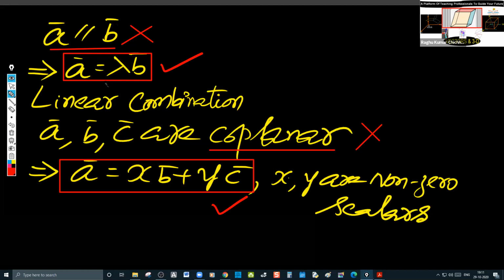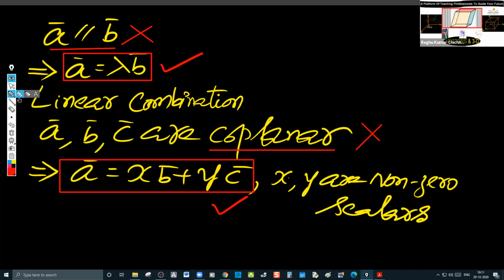Their linear combination exists. If they are coplanar, we are saying that the linear combination exists. But if in any case a linear combination is existing and they are not coplanar, or a linear combination is existing and they are not parallel, then what should happen?